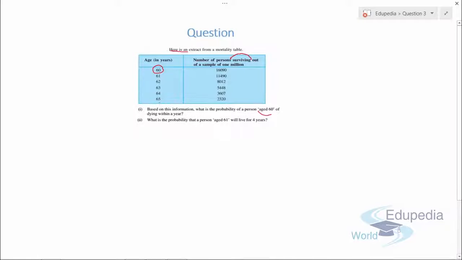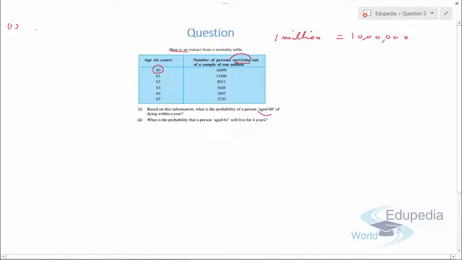So let's see how we can solve this question. First part, we need to find how many persons aged 60 die within a year, but the data given over here is survival, right? And the total data that is surveyed, or the sample, is 1 million. So 1 million is 10 lakh in the Indian system. So we can write over here 10 lakh, right?